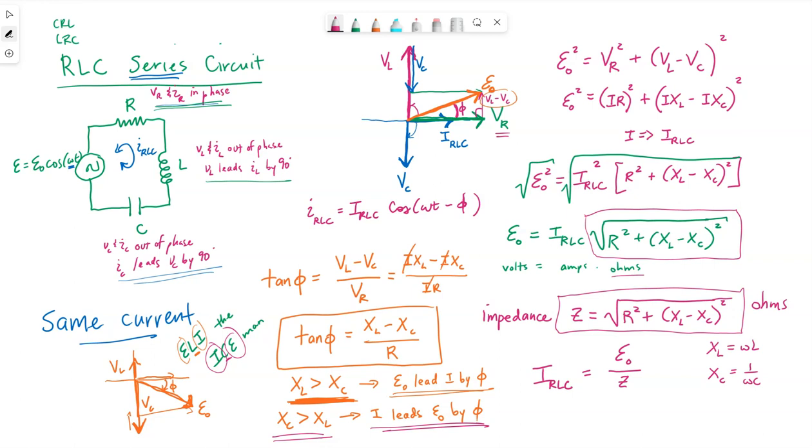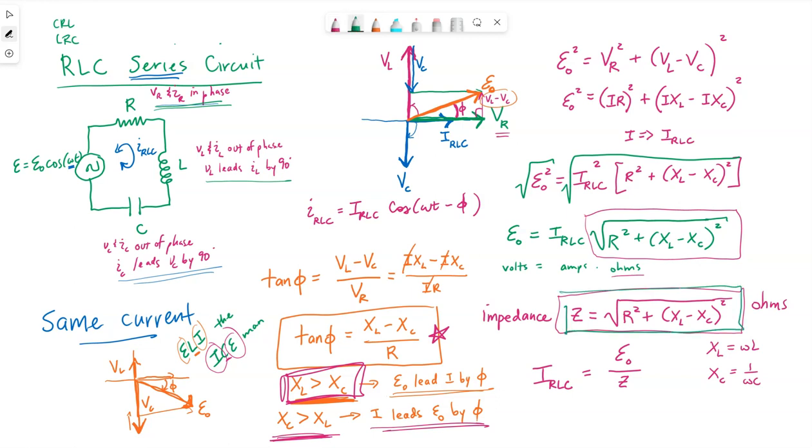Now, by the way, this equation in and of itself will give you the phi. If phi ends up being positive, then XL is bigger than XC. If phi gives you a negative answer, then you know XC is bigger than XL. Okay, so main equations so far.